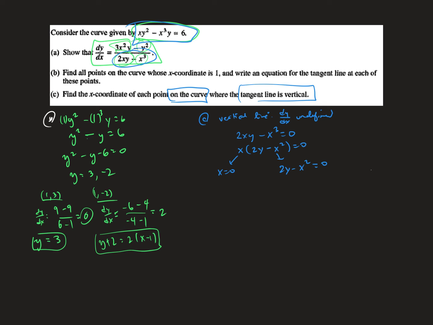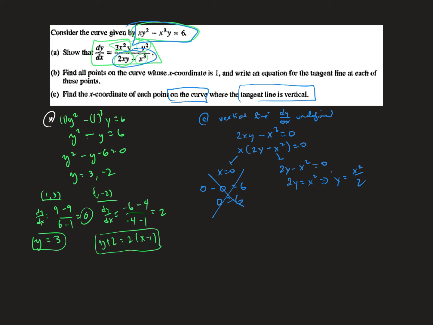So I'm going to plug in just like I did on part B, 0 for all the x's. So I'm going to get 0y squared minus 0 times y equals 6. So that tells you that 0 equals 6, which never happens. So this condition isn't going to give me any place where the tangent line is vertical. So we look at the other one. So this is a relationship between x and y, right? So 2y equals x squared, which means y equals x squared over 2.